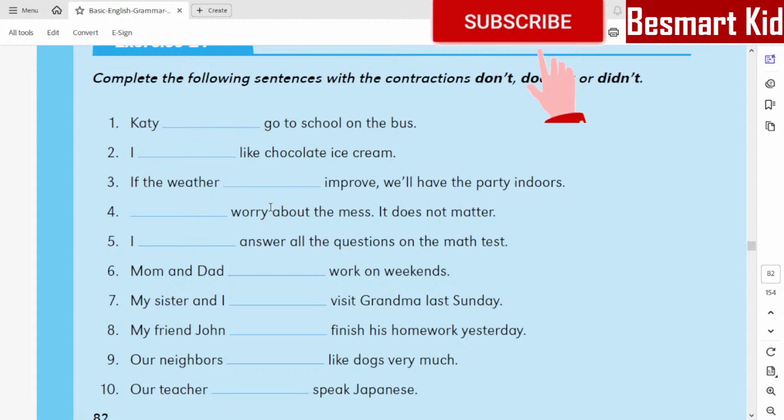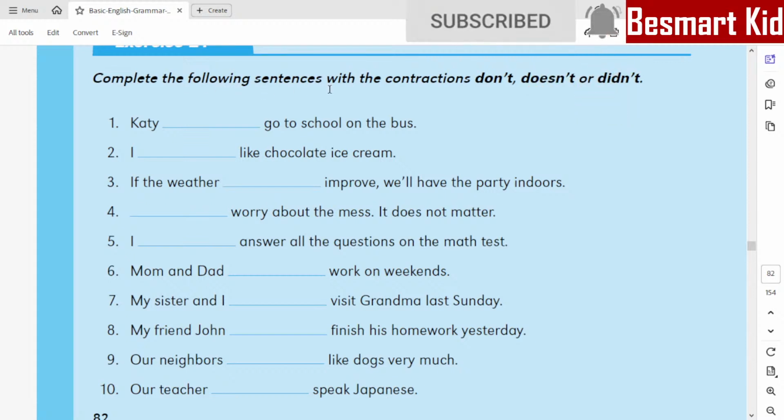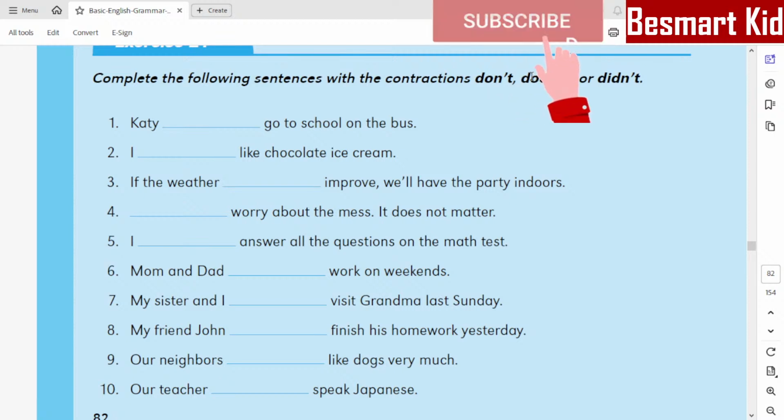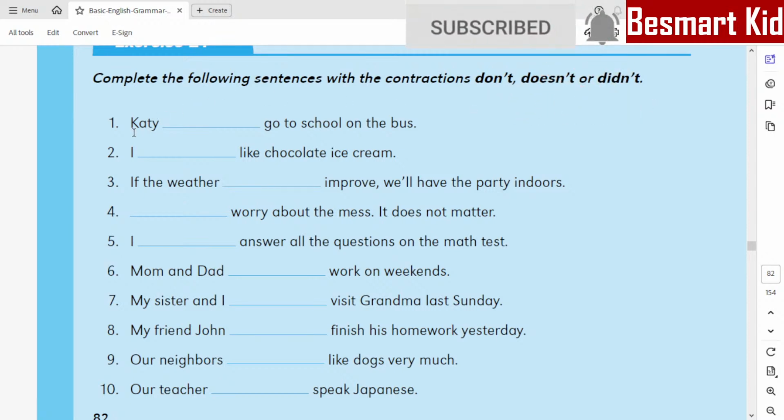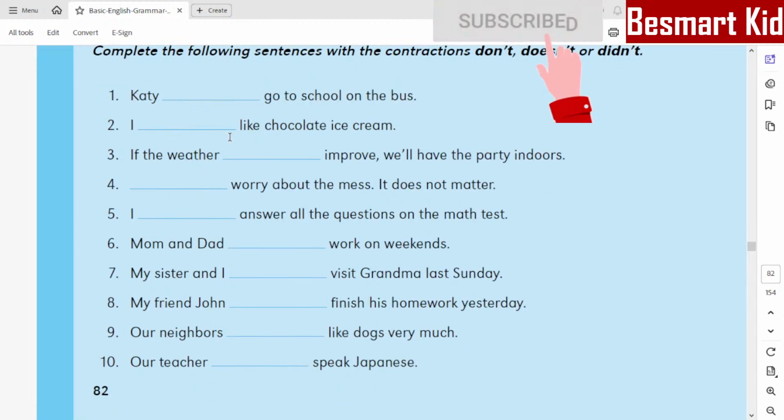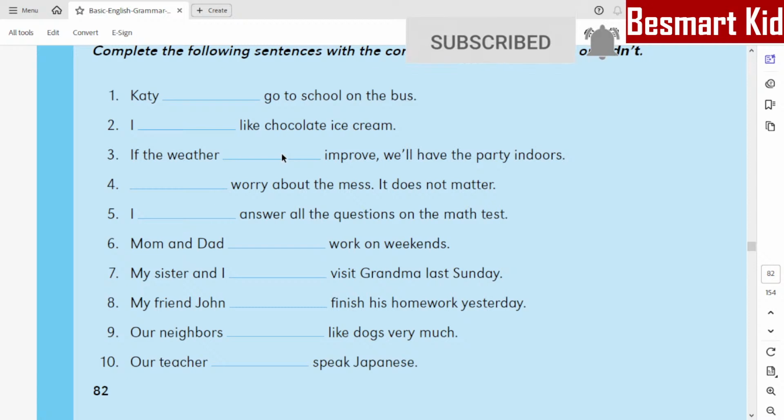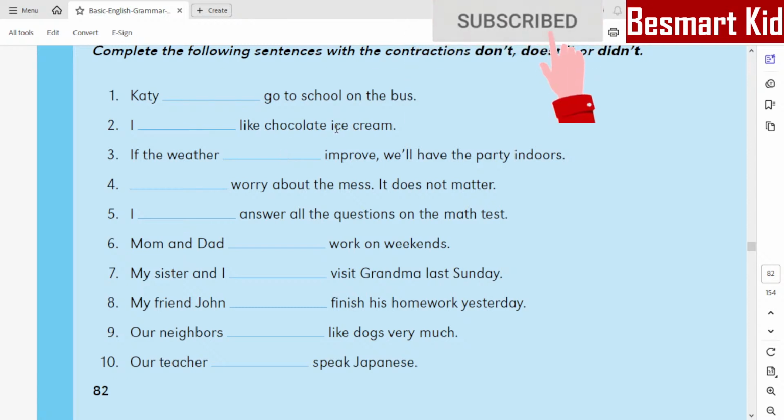Exercise 21. Complete the following sentences with don't, doesn't, or didn't. First, Katie doesn't go to school on the bus. Second, I don't like chocolate ice cream. If the weather doesn't improve, we'll have the party indoors. Fourth, if the dash worry, the mess, it doesn't matter.